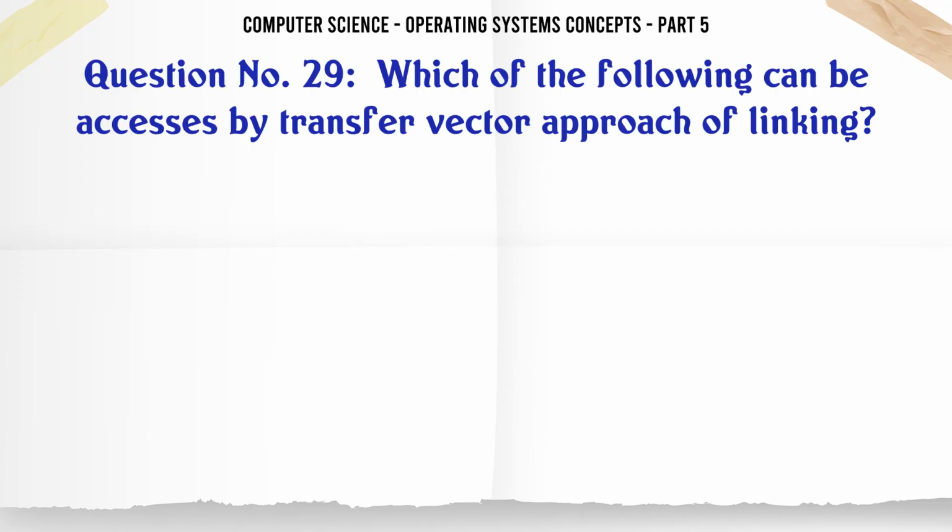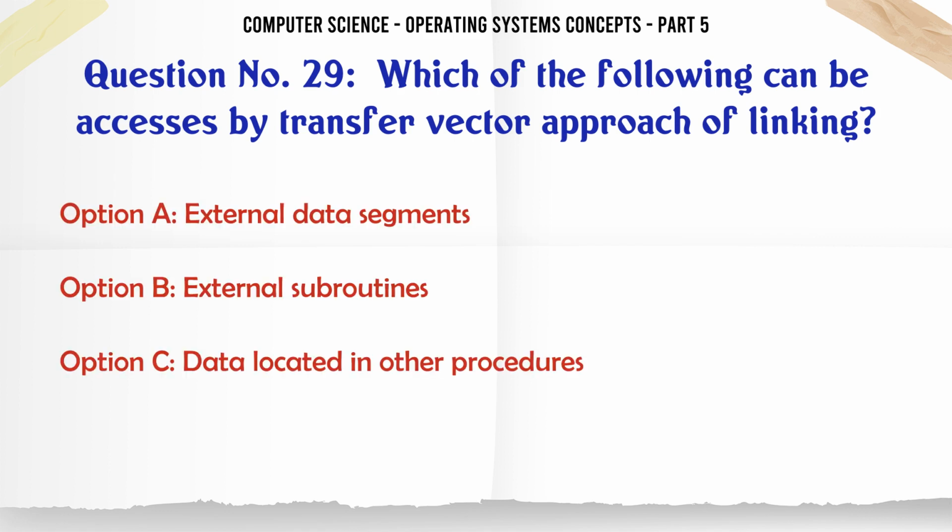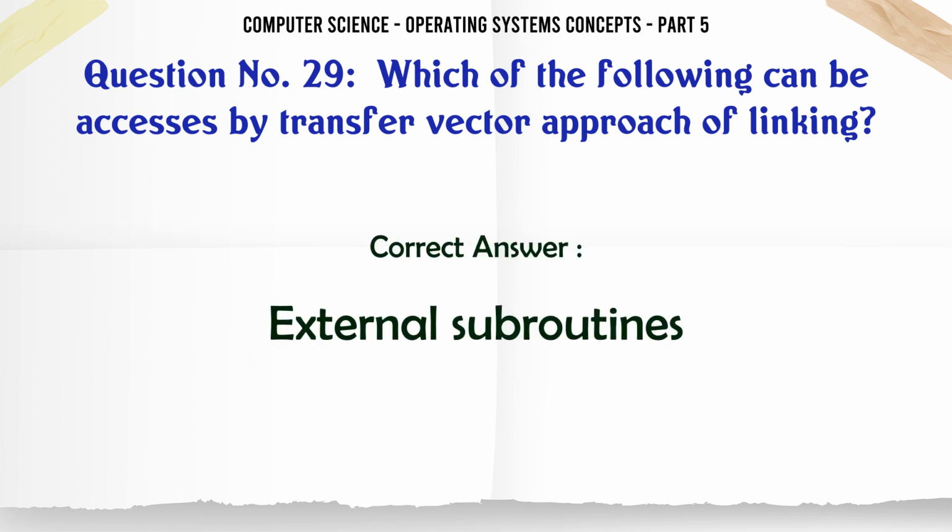Which of the following can be accessed by transfer vector approach of linking? A. External data segments. B. External subroutines. C. Data located in other procedures. D. All of the above. The correct answer is external subroutines.